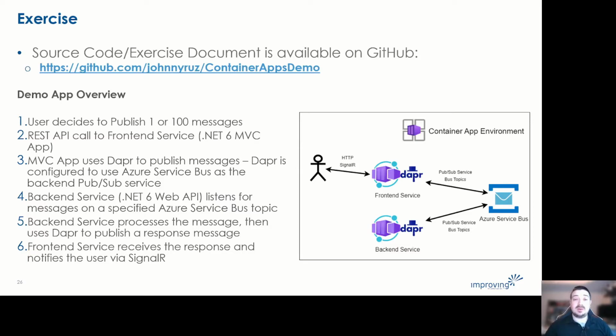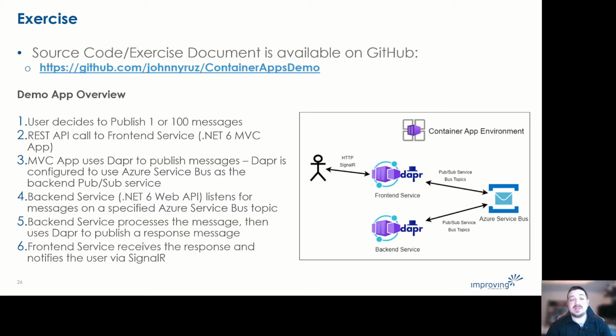So the source code and document is available on GitHub. I've got the link right here. And just a real quick overview of what we're building. After we spin this up, there'll be a website where a user can decide to publish 1 or 100 messages. When you click a button to publish, a REST API call is made to the front-end service, which is a .NET 6 MVC app.